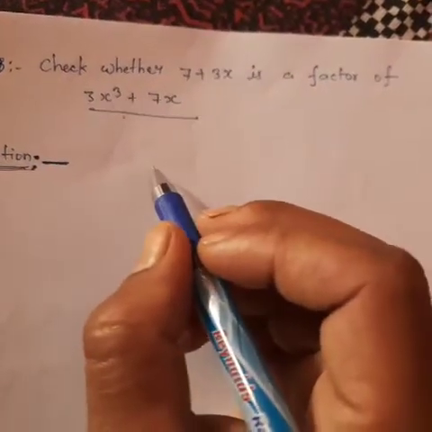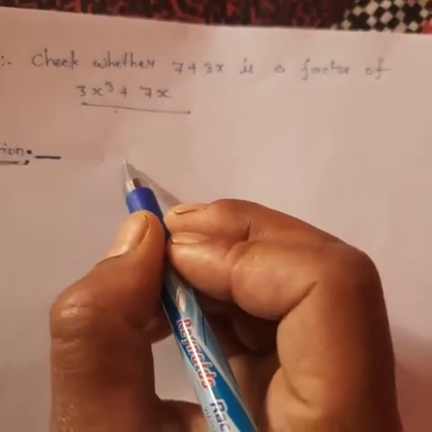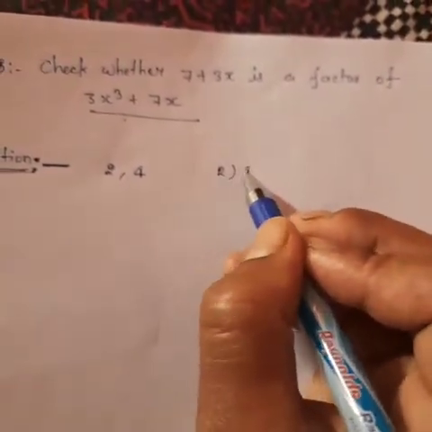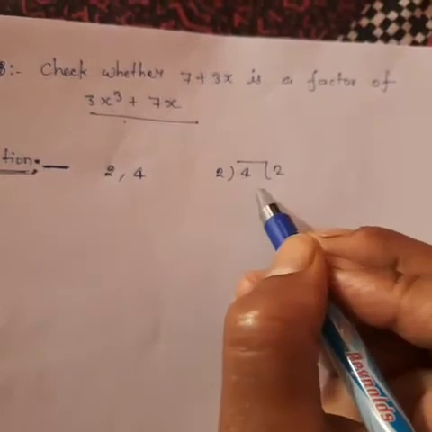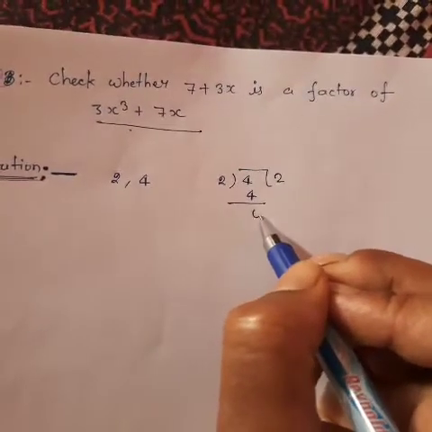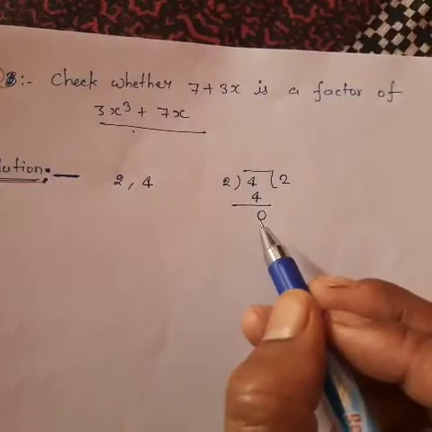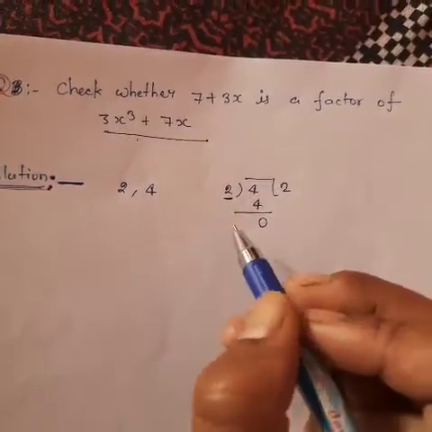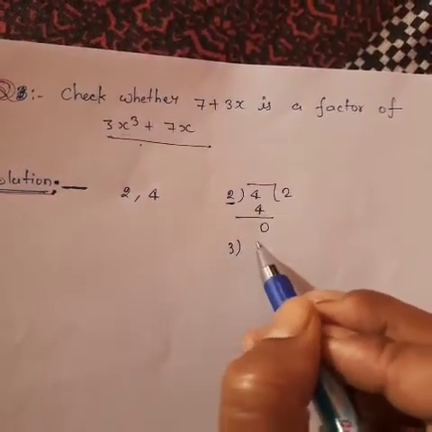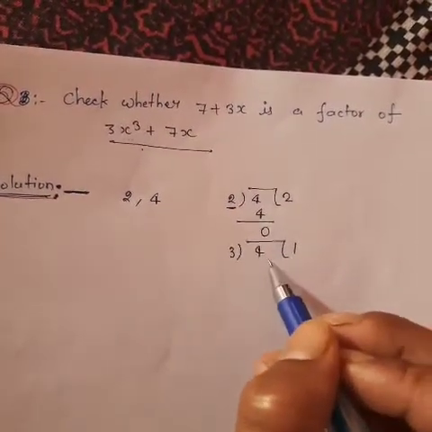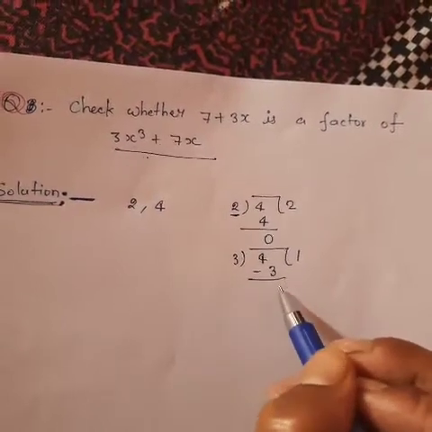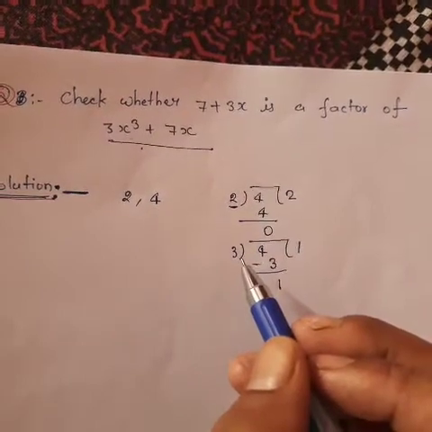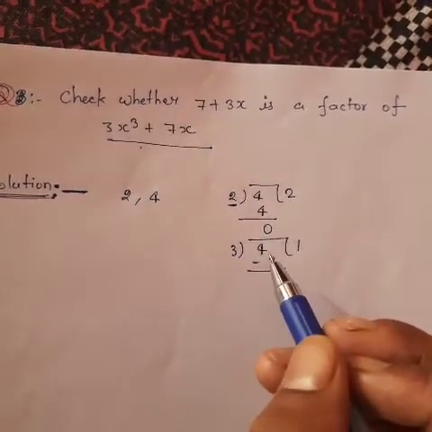So when do we say this? If we divide 4 by 2, 4 is completely divisible by 2 because 2 twos are 4, so the remainder is 0. Whenever the remainder is 0, we can say that this divisor, 2, is a factor of 4. Similarly, if we divide 4 by 3, 3 ones are 3, so we get remainder 1. It means 4 is not completely divisible by 3, so 3 is not a factor of 4.